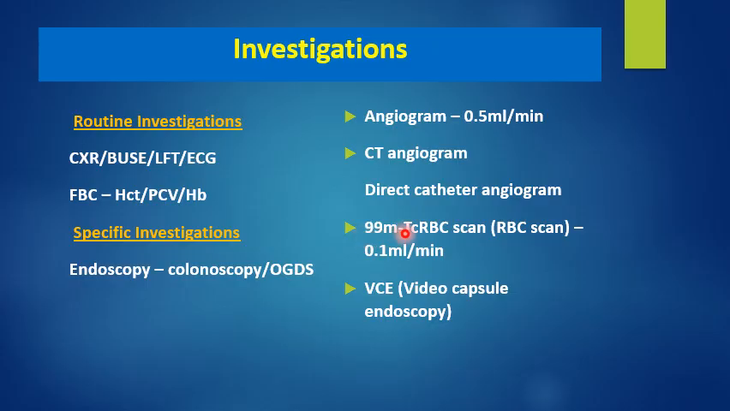Then the other one is the RBC scan, the technetium-99 scan, where the RBCs are tagged with technetium, and the scan is done over the abdomen to see the site of extravasation of the RBCs from the mesenteric vessels. For this to be positive, the bleeding must be at least 0.1 mL per minute. So this is more sensitive compared to angiogram. Even at 0.1 mL per minute you can detect, whereas angiogram needs 0.5 mL per minute of blood loss to detect the flow.